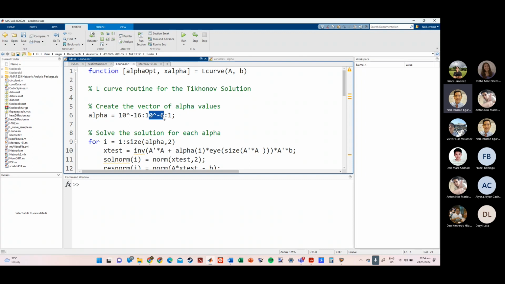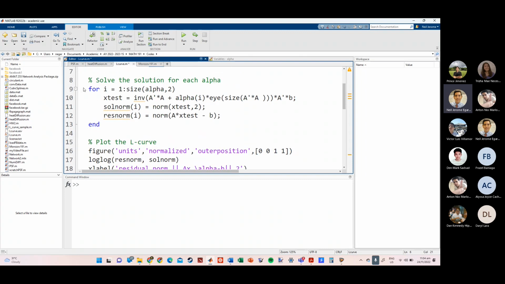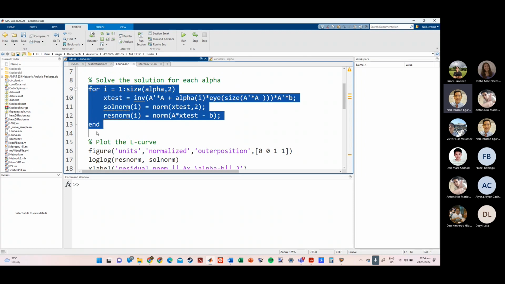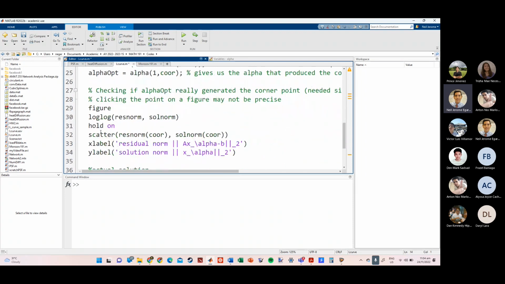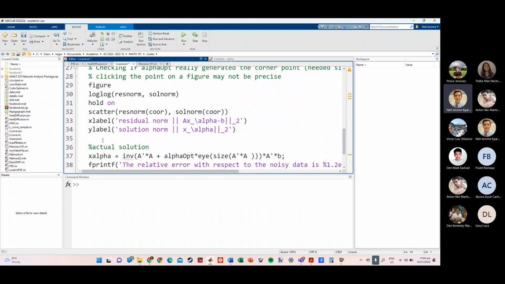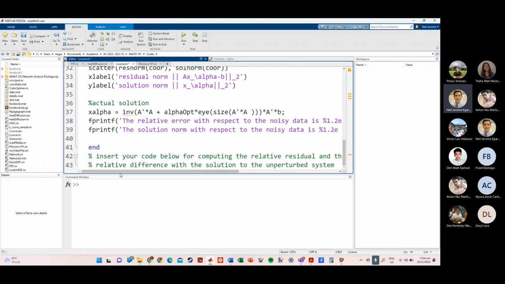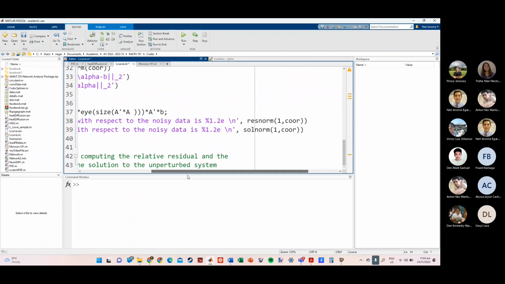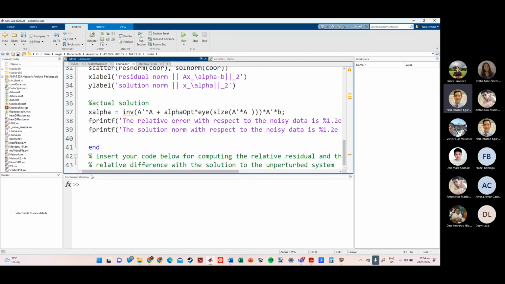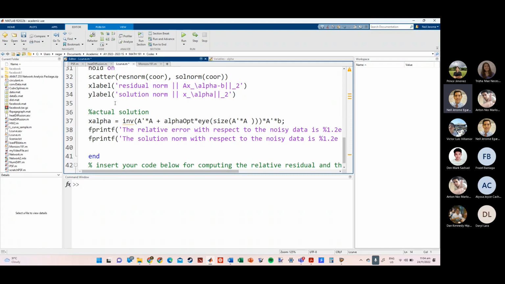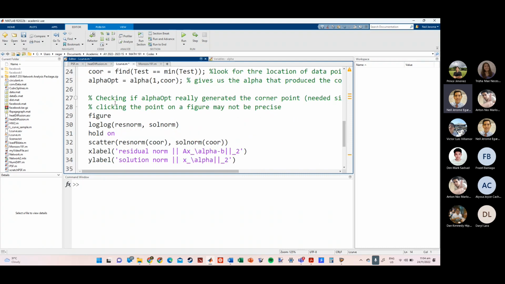Right? And then it will do the usual lcurve routine na ginawa natin last time. Nandyan pa rin yung G input, nandyan pa rin yung pag-drawing ng lcurve at pag-display ng solution. Okay? So andyan pa rin siya. Now, the thing is, right? Ang kagandahan sa kanya ay pwede siyang i-incorporate sa isang main scripts or sa isang bigger Matlab code.